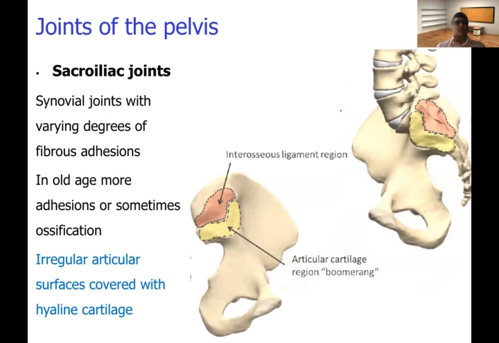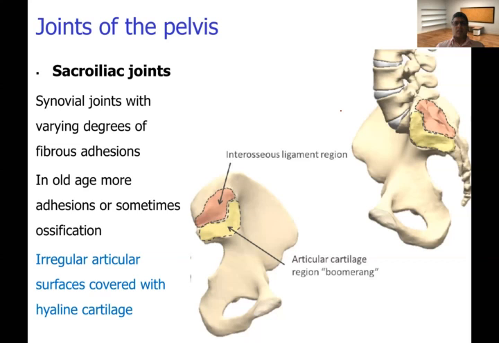The other two joints are the sacroiliac joints, which are synovial joints. Even though they are synovial joints, there is a varying degree of fibrous adhesions in this joint, and in old age more adhesions, and sometimes in old age there is ossification. There are irregular articular surfaces covered with hyaline cartilage.